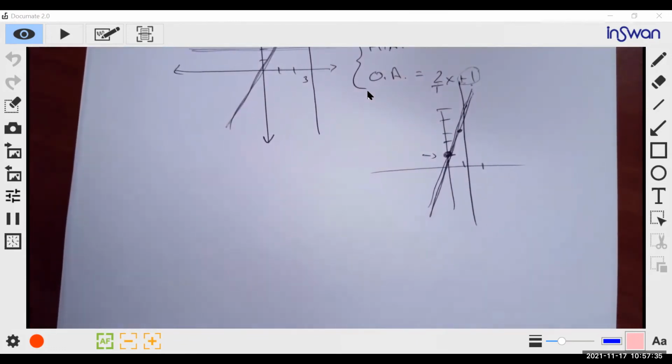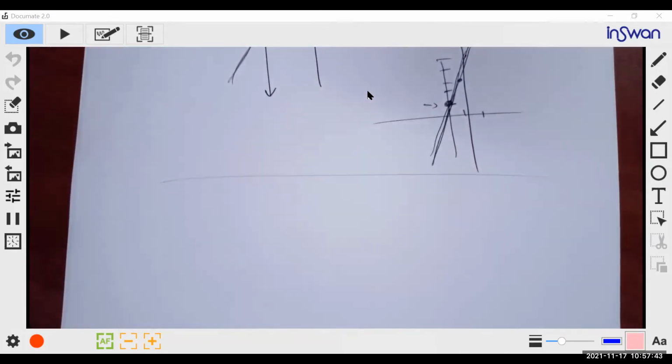Let's see. Have any examples for that one? Yeah, that was the only one. Okay. So that's how you find the asymptotes.